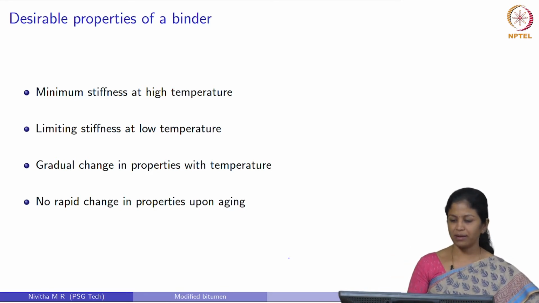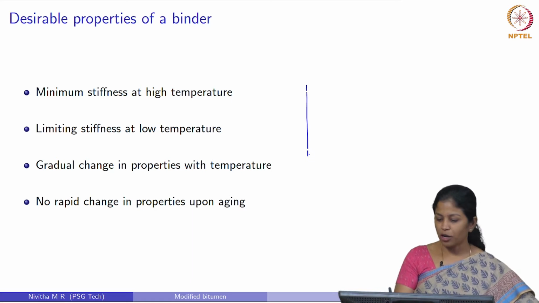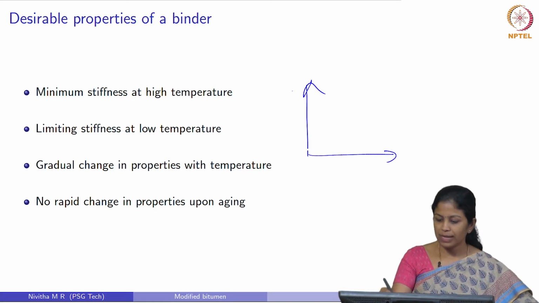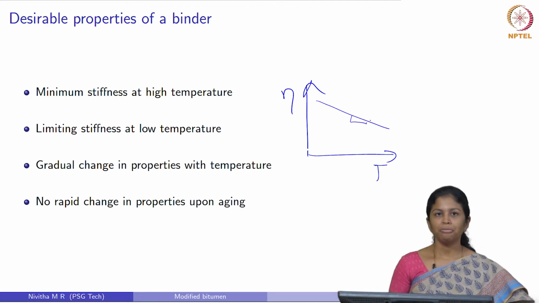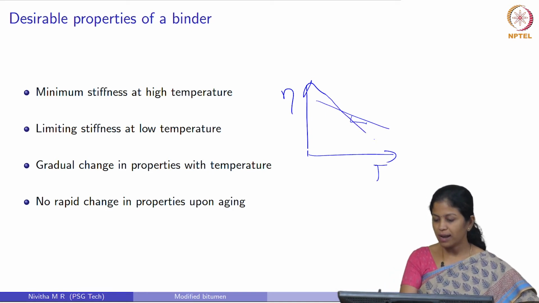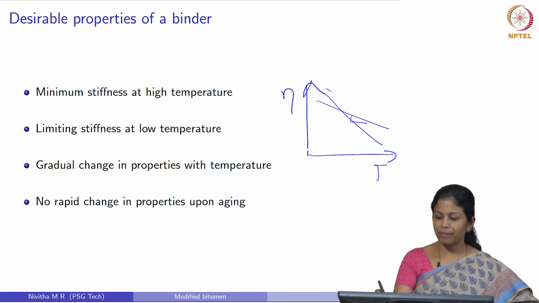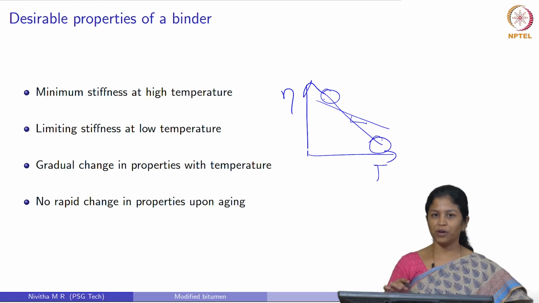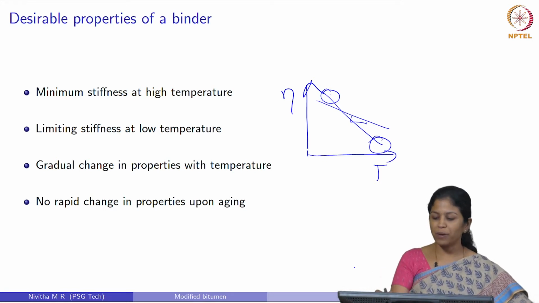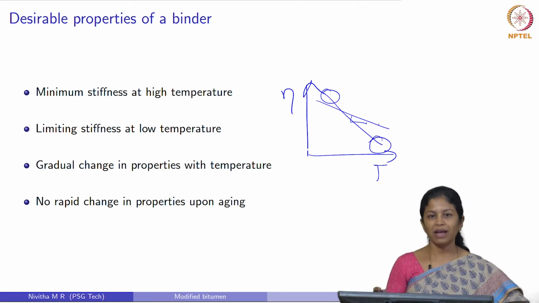So, what do we mean here? If I draw a plot of some measure of stiffness, let us take viscosity with temperature. The slope of this viscosity temperature graph should be minimal. Why do we say this? If this slope is large, what happens is the material is very stiff at low temperatures and the material is very soft at high temperatures, both of which we do not require. So, we want the properties to be as gradual with temperature as possible.